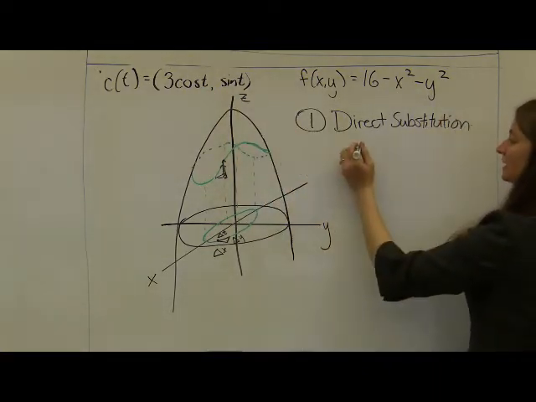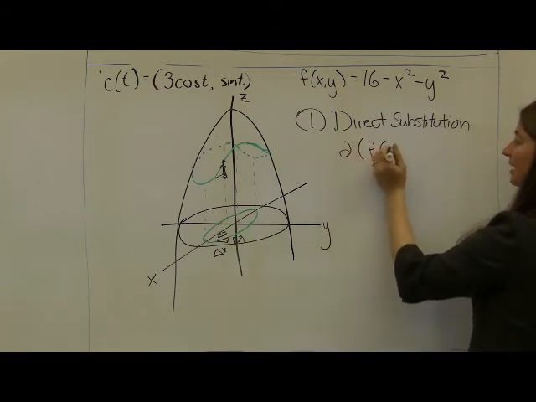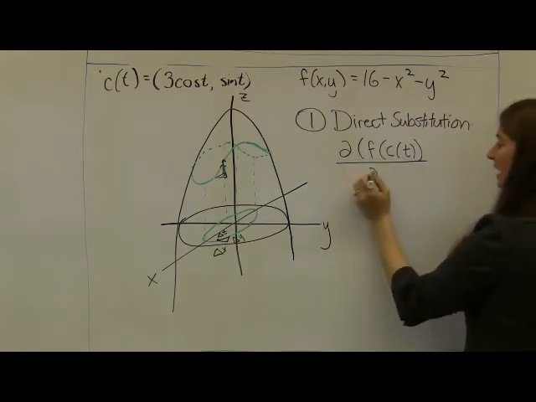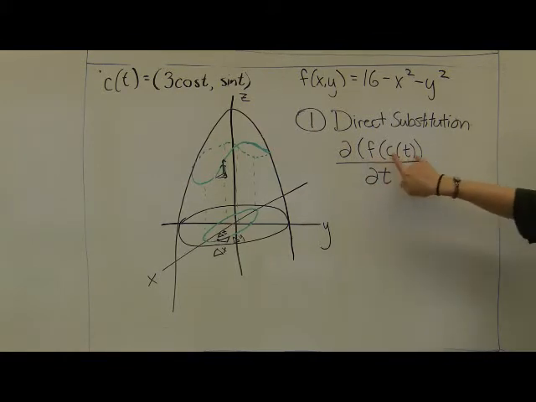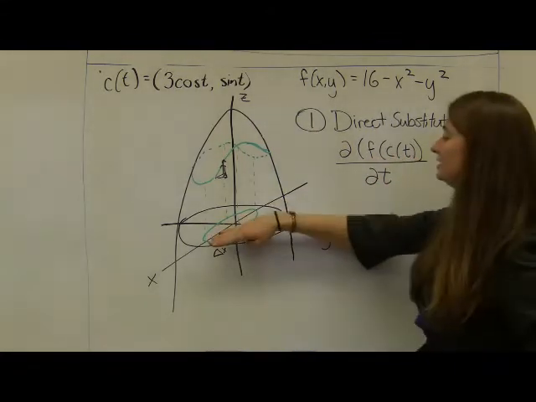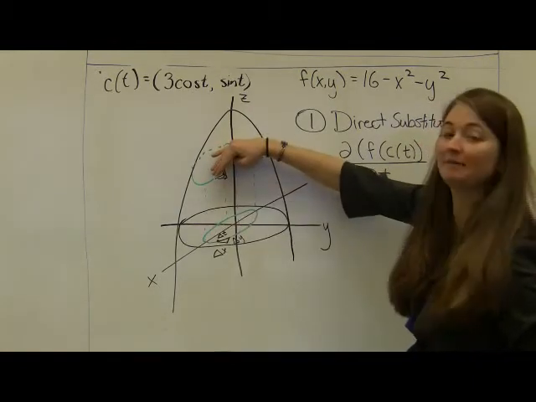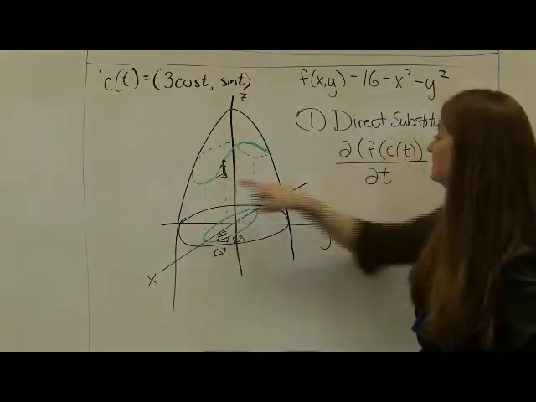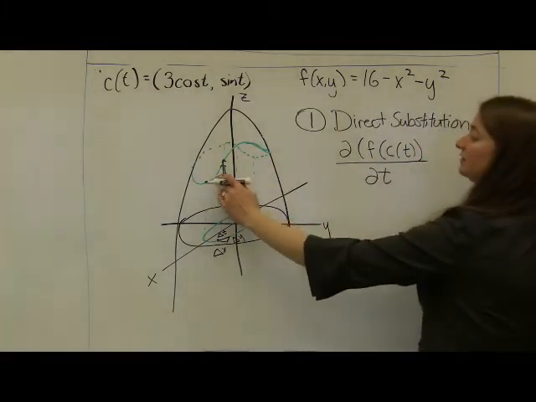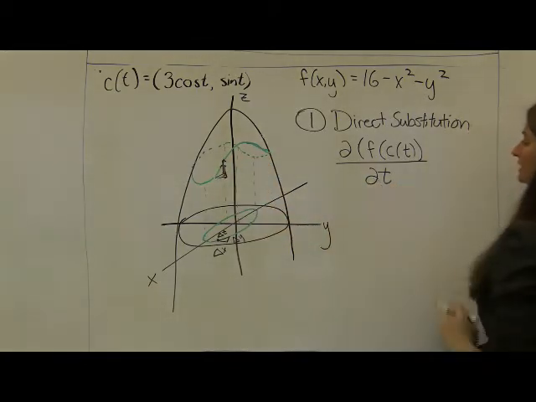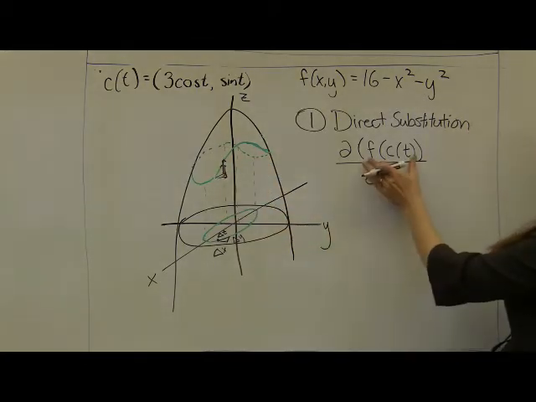So really what I'm asking is, I want to know what is the derivative of my f function evaluated along my path c of t with respect to time. This is what I'm trying to find out, because f of c of t is exactly taking this green path and plugging it into my mountainside, and f of c of t is going to be this curvy path up here in 3 dimensions. And I want to know what's the derivative of the height of this curvy path with respect to time. So let's just take it step by step.